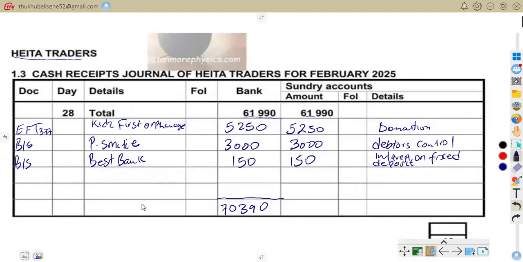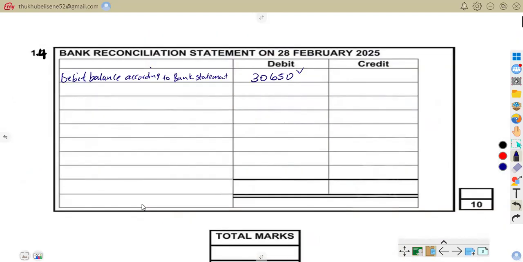So let us record it under the bank reconciliation statement. We are going to say credit outstanding deposit of 11,100. So that is that.